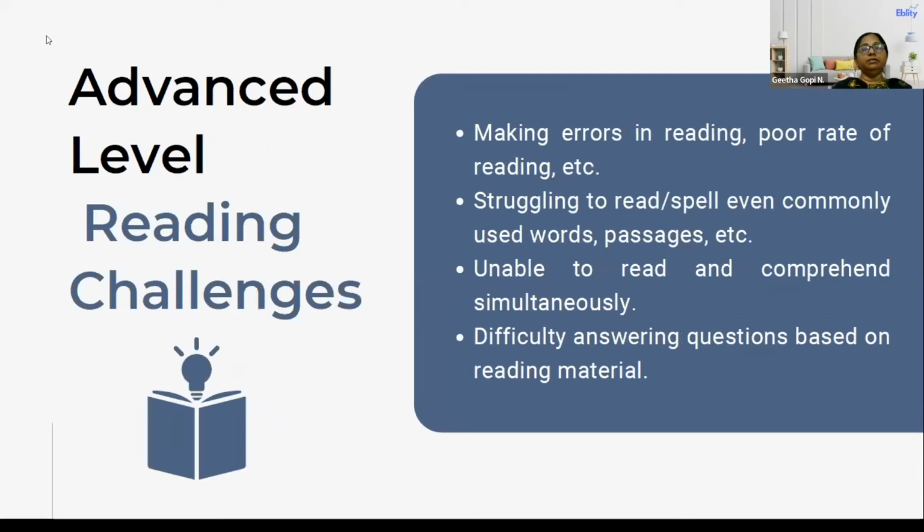To move on to the higher level of reading, some of them may have already acquired some bit of phonemic awareness and may be doing some phonic reading and sight word recognition. But the advanced level of reading challenges that we see, and this is very common especially as you go into middle school and high school, is that they may have developed some amount of reading skills, but still make a lot of errors in their reading. Their rate of reading, the pace at which they read, may be too slow or too halted, or they may struggle to read even the most highly frequently used words in the passages, not reading them almost automatically.